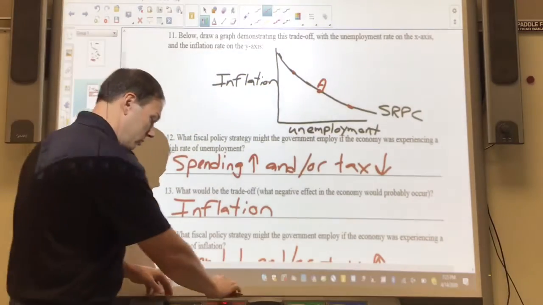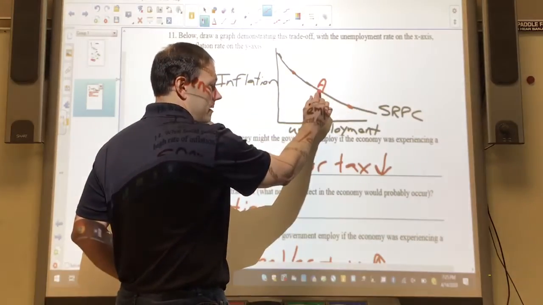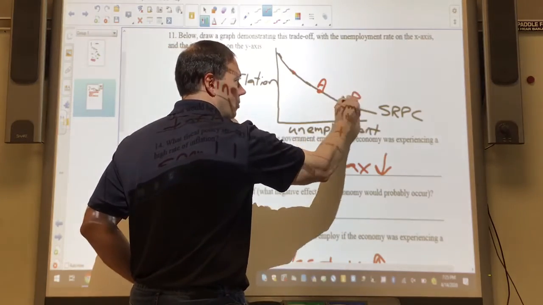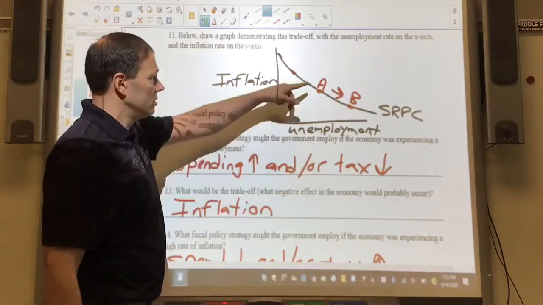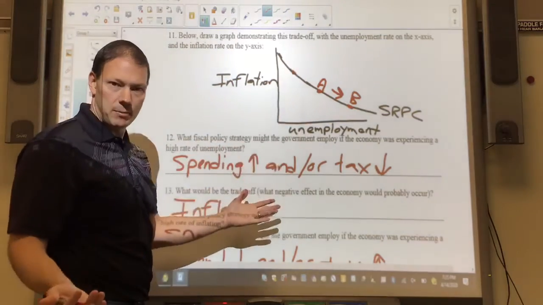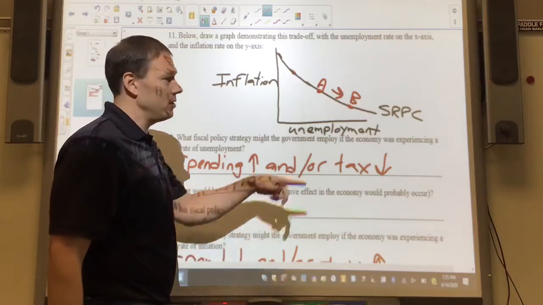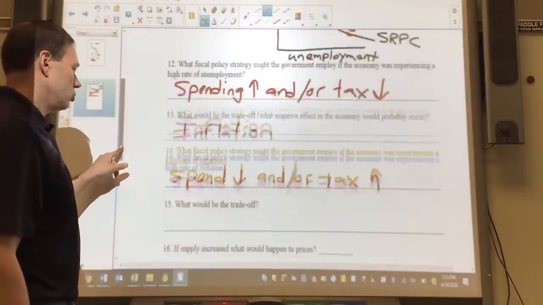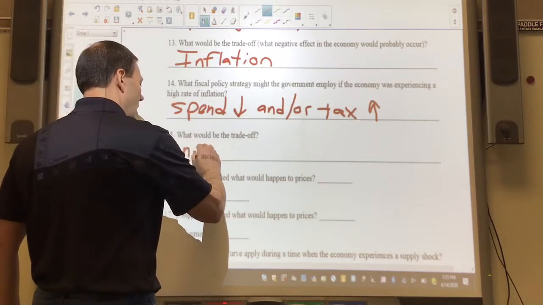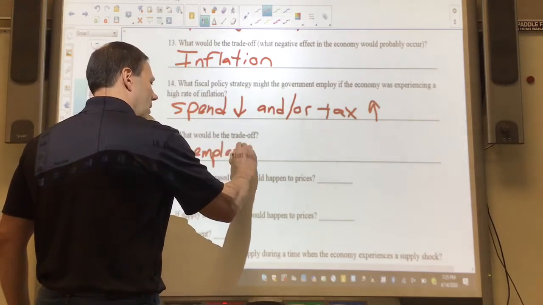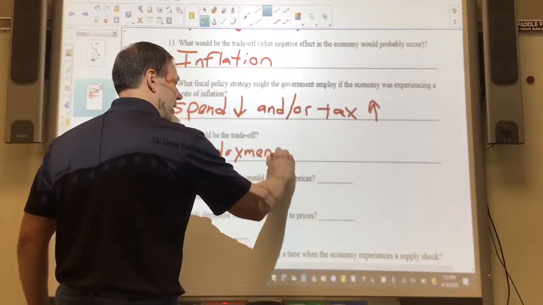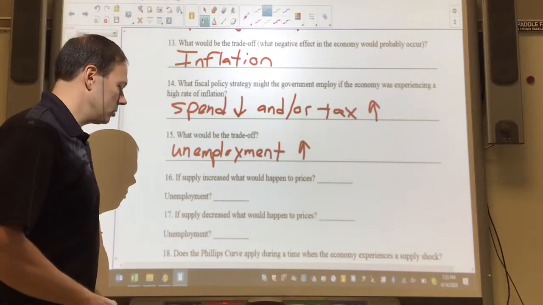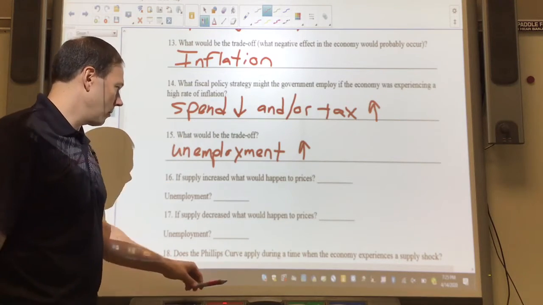Now, here's the good news. We start at point A, and the government decreases aggregate demand. That's going to move us to point B. The good news is, look what happened to inflation. Inflation came down. Great, right? What's the bad news? Look at what's going to happen to unemployment. It goes up. Okay, that's the trade-off. So unemployment increases, and again, that might be a necessary evil. If inflation is getting out of control, we might be willing to deal with a little bit of unemployment in the short run in order to get that inflation to come under control.